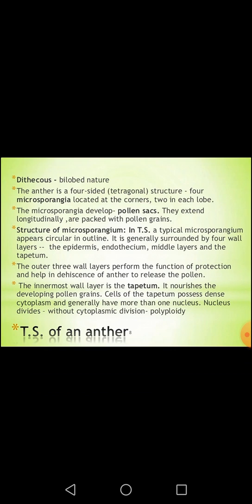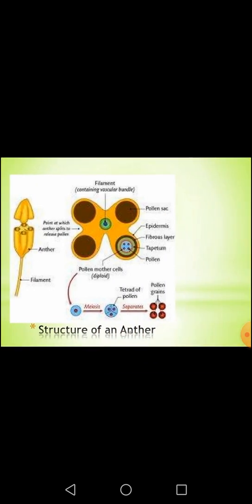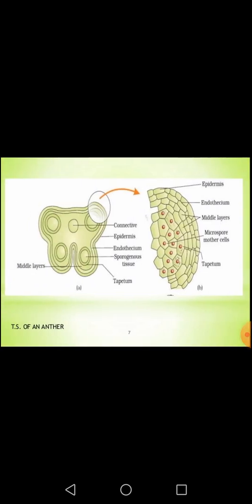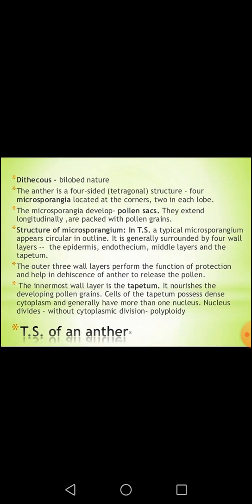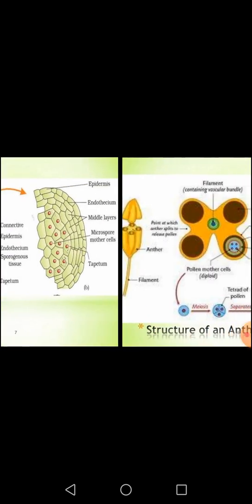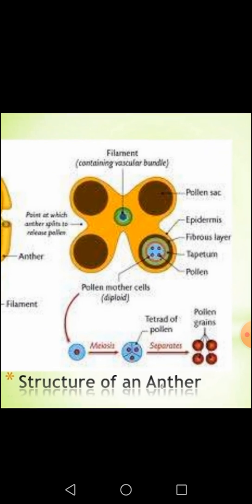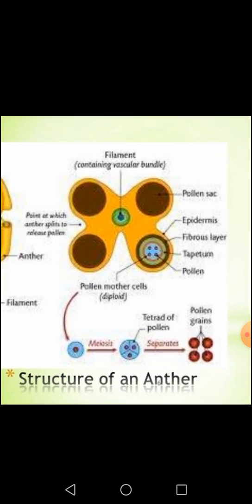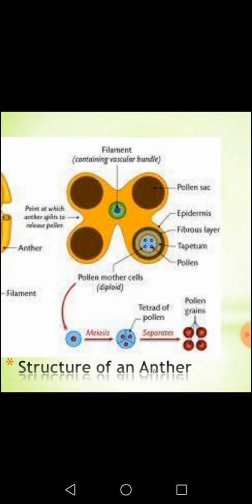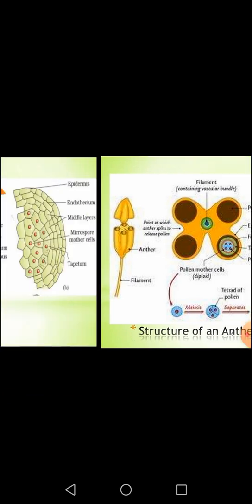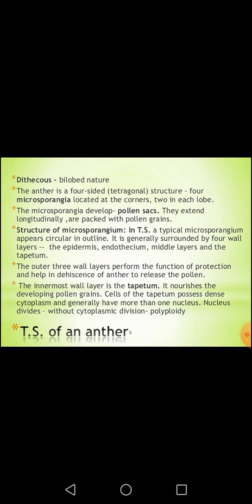The anther is a four-sided structure. Now here in this picture you can observe that the anther is a tetragonal structure. It has four sides, and at the four corners you can see that four microsporangia are located. So you may be confused. You will see that at every corner there is a spherical structure. This spherical structure is called a microsporangium. In singular form we say microsporangium, but these are four in number, so that's why this is called microsporangia. That means each corner contains one microsporangium, and there are a total of four microsporangia. It means two in each lobe.